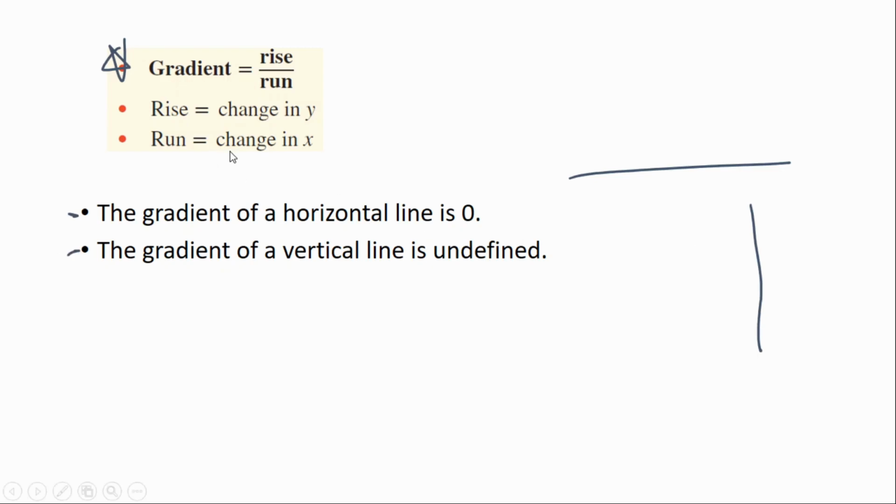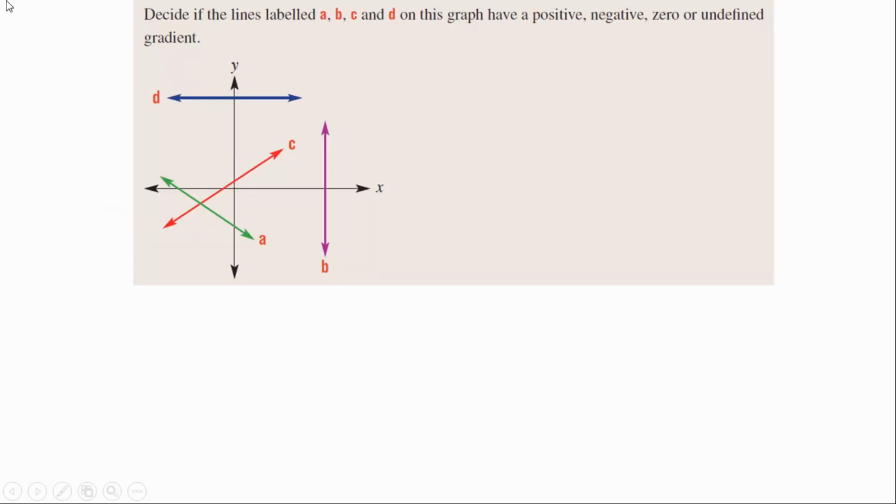Alright, so let's start with this question here. It says decide if the lines labeled A, B, C, and D on this graph have a positive, negative, 0, or undefined gradient. So let's start with A. A is the green line here, and if you go from left to right, you can see that it's going down. And remember, if it's going down from left to right, it has a negative gradient. So A would be negative.